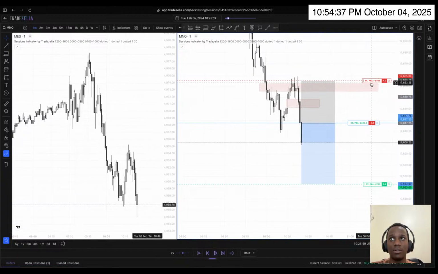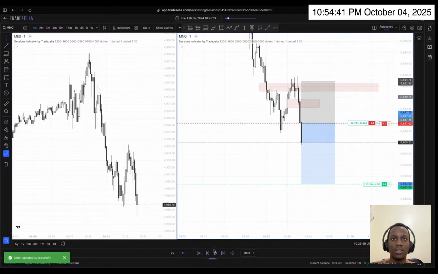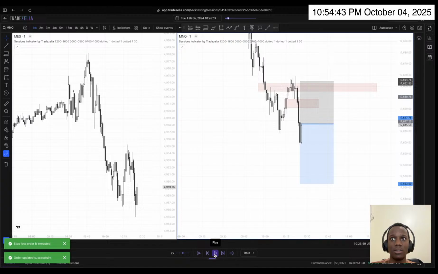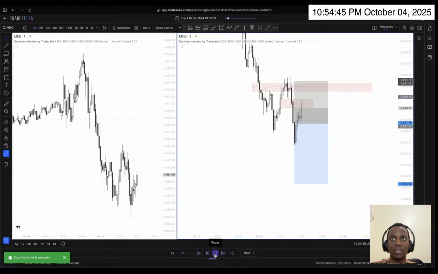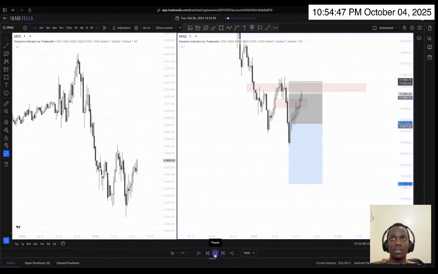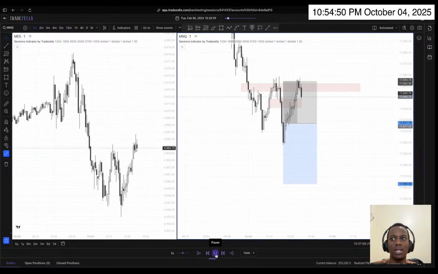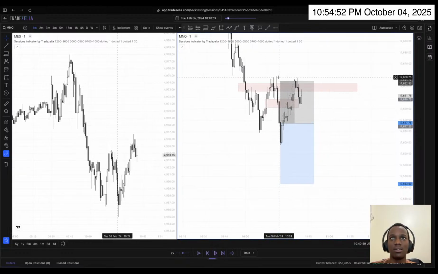Now we've run this low. We traded it, which is absolutely insane. I mean, it would retrace and then take us out the next candle. Haha. Look at this.